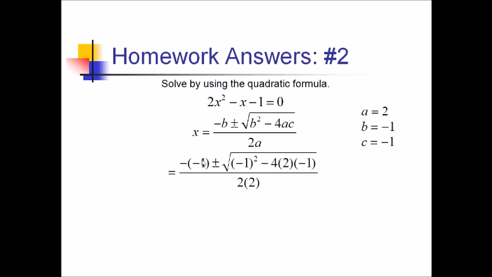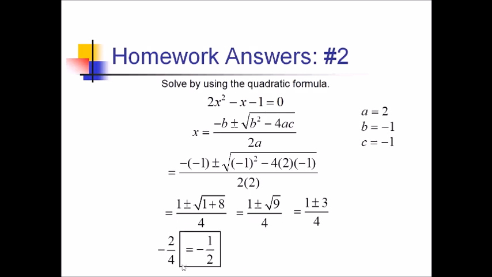So that's 1 plus or minus square root of 1. And let's see here. This will be a positive, so plus 8 all over 4. So this is 9 inside the square root. Square root of that is 3. So we have 2 different branches to do. We have 1 minus 3, which is -2 all over 4. And we can reduce that to -1/2. So there's one answer. For the other answer, we've got 1 plus 3, which is 4, all over the 4 down here. So that reduces to 1.